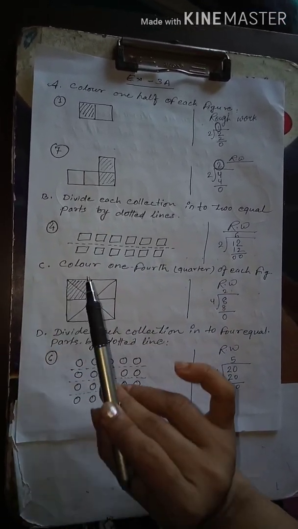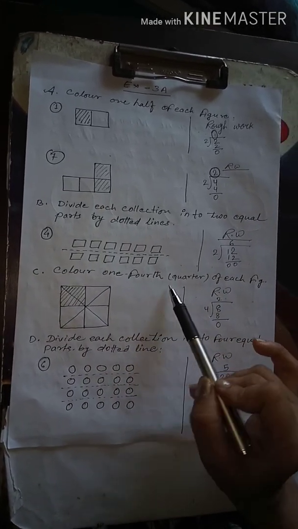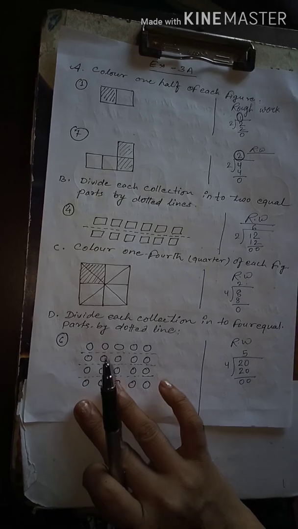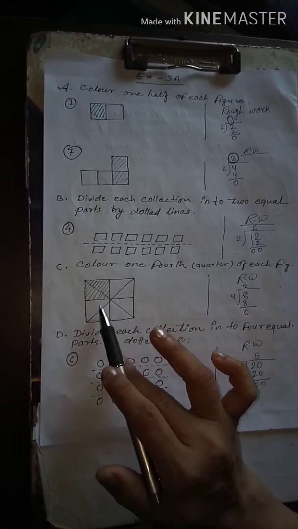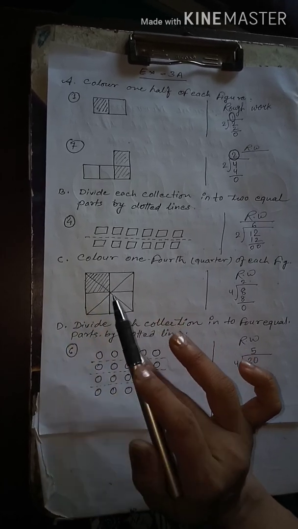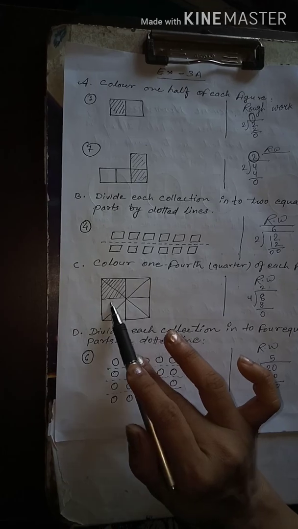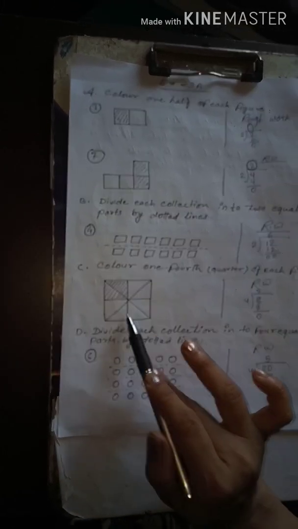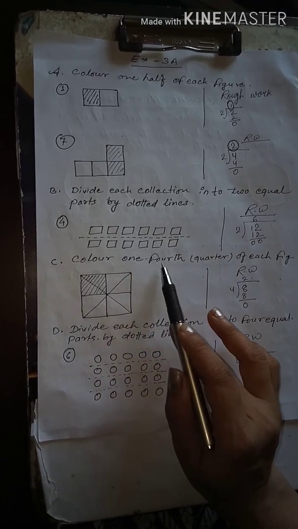Next question number C. Color 1/4 of each figure. 1/4 means quarter also. Now first you see this figure is divided into how many parts? How many parts this figure is divided? 1 2 3 4 5 6 7 8. So total parts of this figure equal to what? 8. And we have to color 1/4.